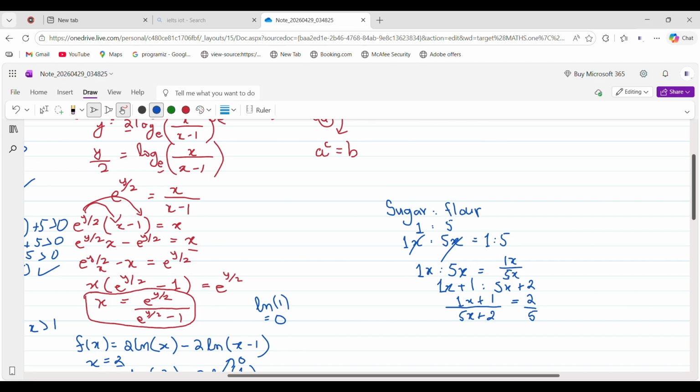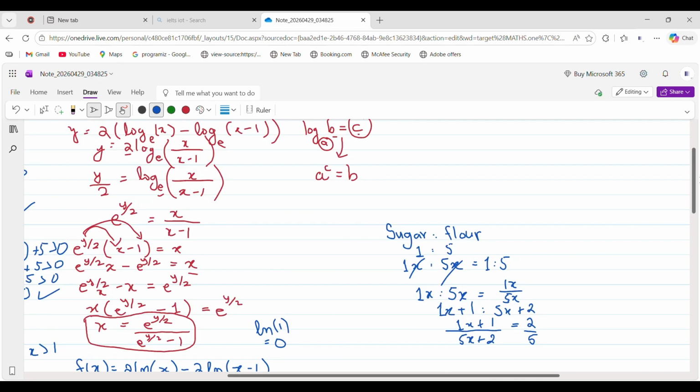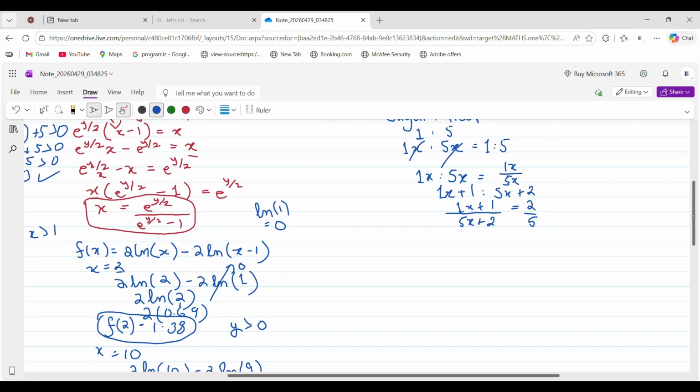Now if I have to find my original x value, cross multiplying: 5 into x plus 1 is 5x plus 5, is equal to 2 into 5x is 10x plus 2 into 2 is 4. I have to find my x value. So 10x minus 5x, and 5 minus 4 is 1, equal to 5x. So x is equal to 1/5.